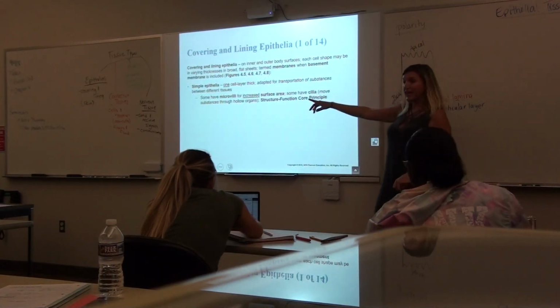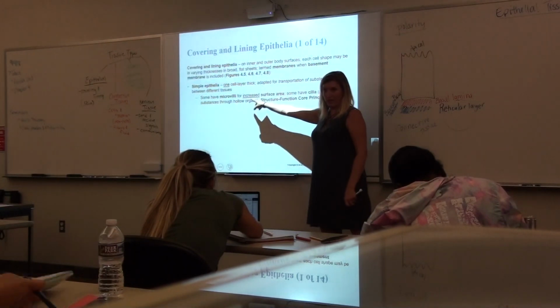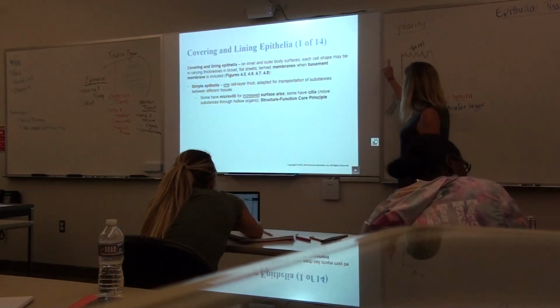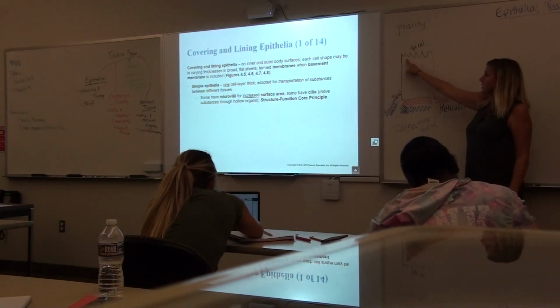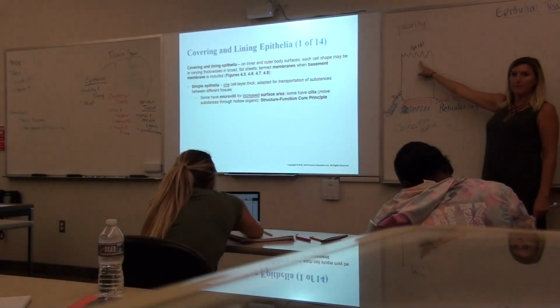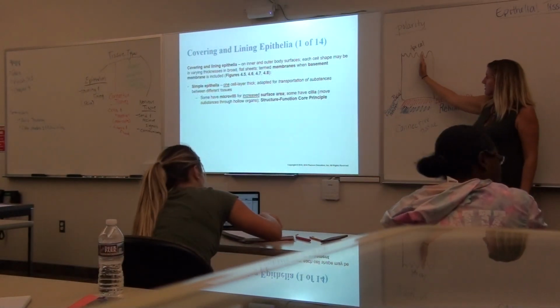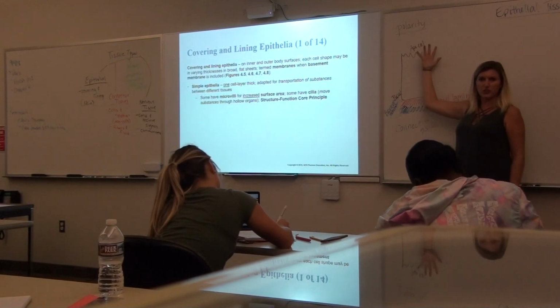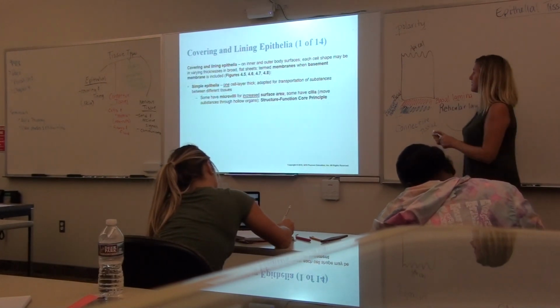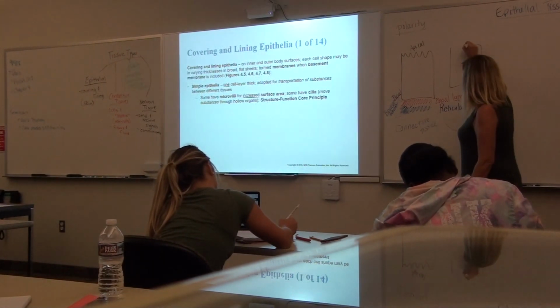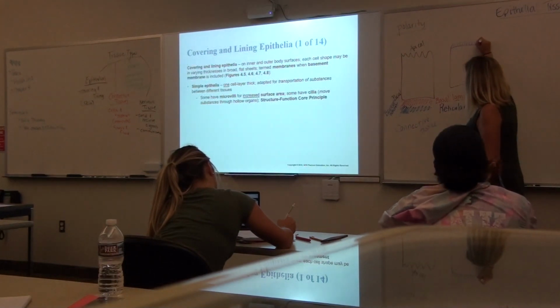Simple epithelial can have microvilli. Microvilli are increased surface area. This is an example of microvilli. Microvilli are extensions of the cytoplasm, like extra little fingers going up. Cilia is something else. Cilia is like hairs.